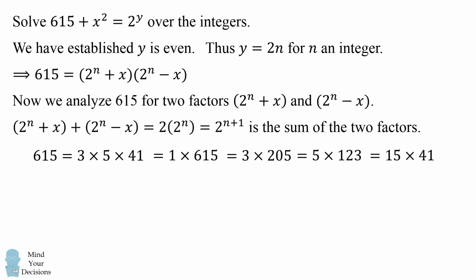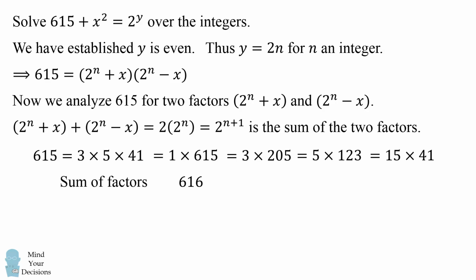Now, how can we figure out which possibility corresponds to our solution? Well, consider adding the two factors together. 2 to the n plus x plus 2 to the n minus x will equal 2 times 2 to the n, and that simplifies to be 2 to the power of n plus 1. So the sum of the two factors is equal to 2 to the power of n plus 1.